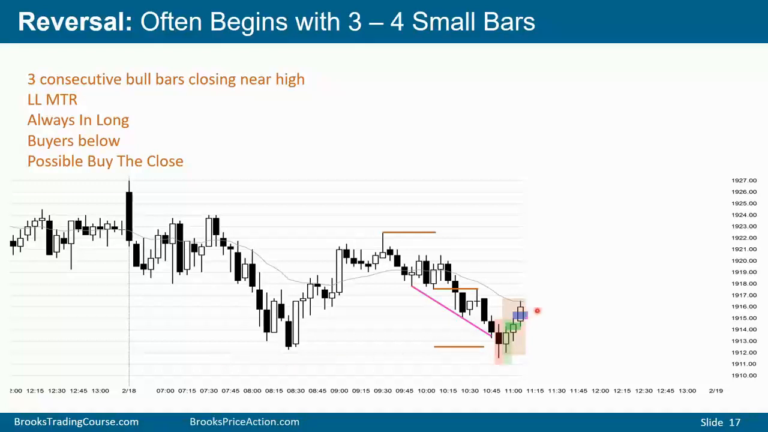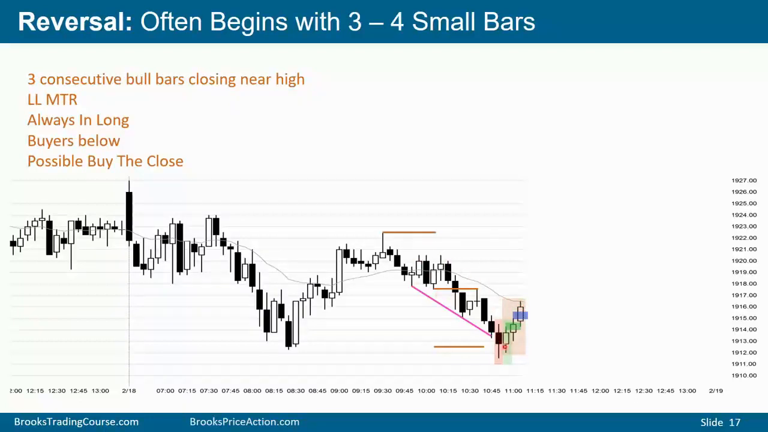Three consecutive bull bars, all closing above their midpoints. 2 closing relatively close to the high. Therefore, if the bears try to get a continuation down, probably buyers at the low of the prior bar and at least a small second leg up. It could be an early buy the close bull trend.